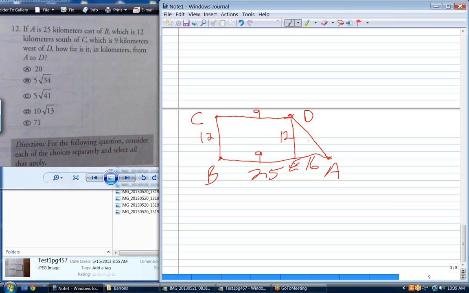Now, do you recognize that right triangle? Yes, it's a 3, 4, 5. Very good. So this is 20. And recognizing those 3, 4, 5 triangles is big. You'll see a lot of 3, 4, 5 triangles, and if you can save yourself 20 seconds of not having to do the Pythagorean theorem, then you're in good shape.